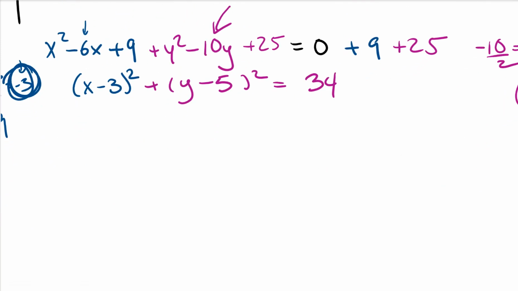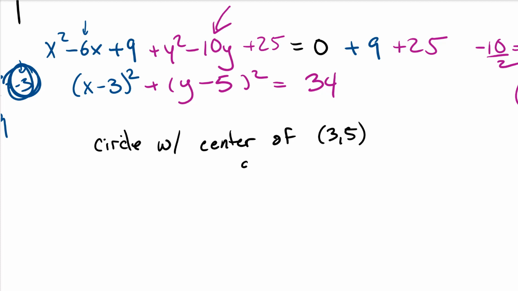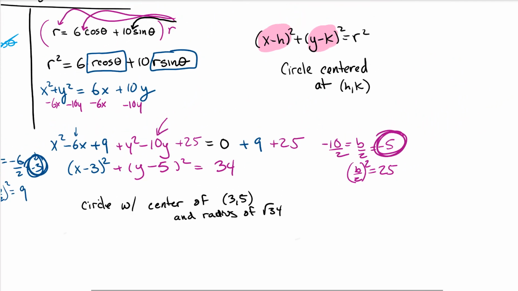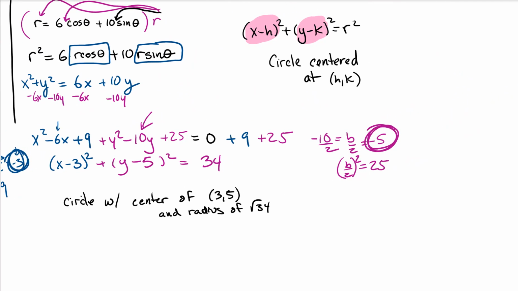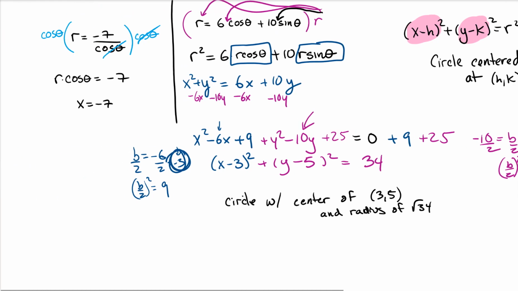Thus, we have a circle with a center of (3, 5) and radius of the square root of 34. This is what I have my trig students do, where I would actually make them not just convert it, but then graph it. That's the game from trig. All right. We talked about that. We talked about completing the square, how a circle works.